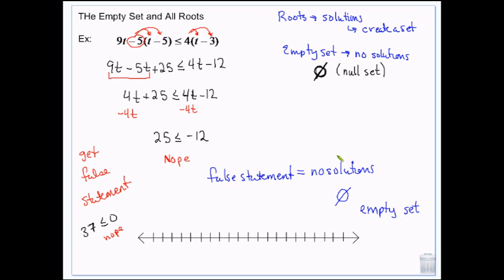So what if we come up with that and say that 25 is a negative? Then we get what's called all roots. So I'll show you that next. Any questions on the empty?